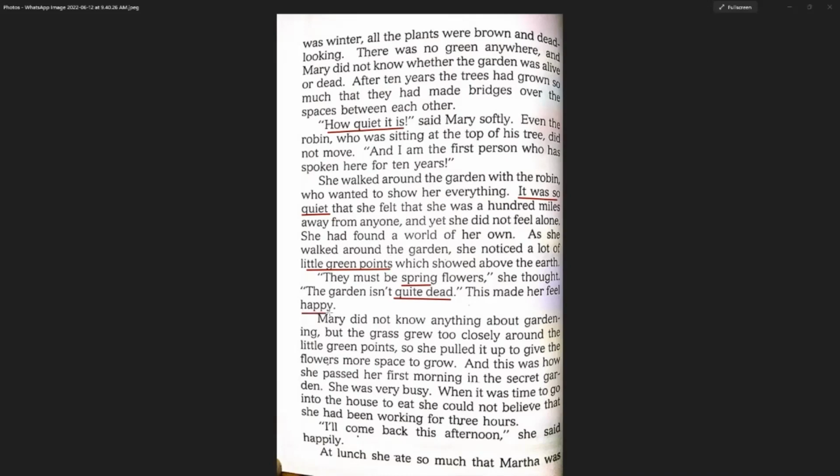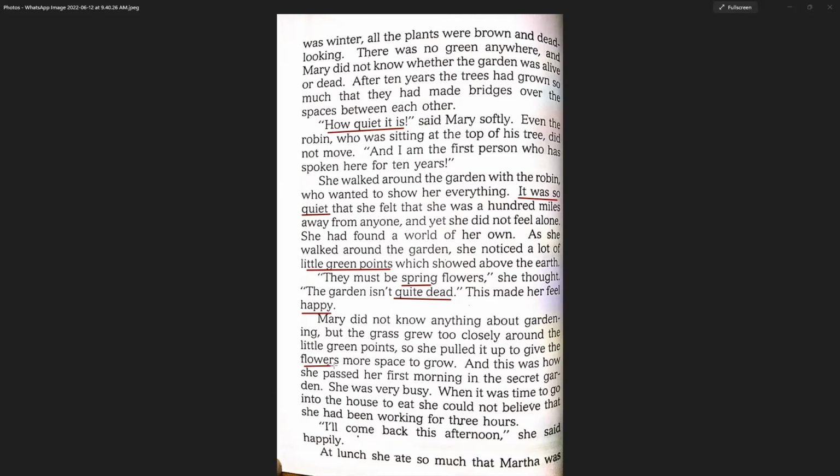For the first time in Mary's life, something made her feel so happy. Mary did not know anything about gardening. She doesn't know anything about gardening, but the grass grew too closely around the little green points. So she pulled it up to give the flowers more space to grow. And these flowers are also suggestive.